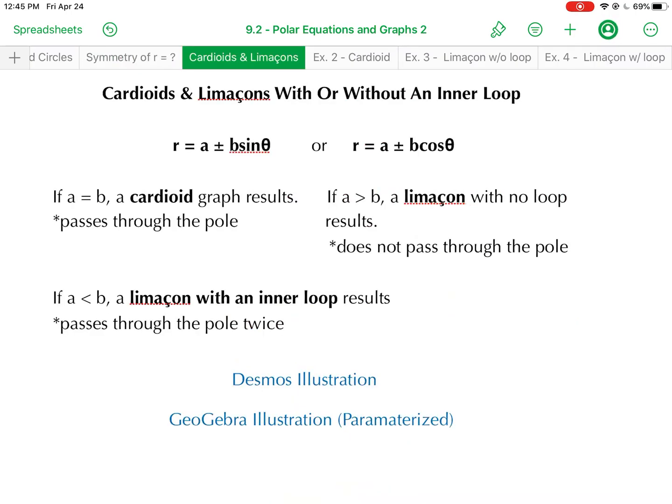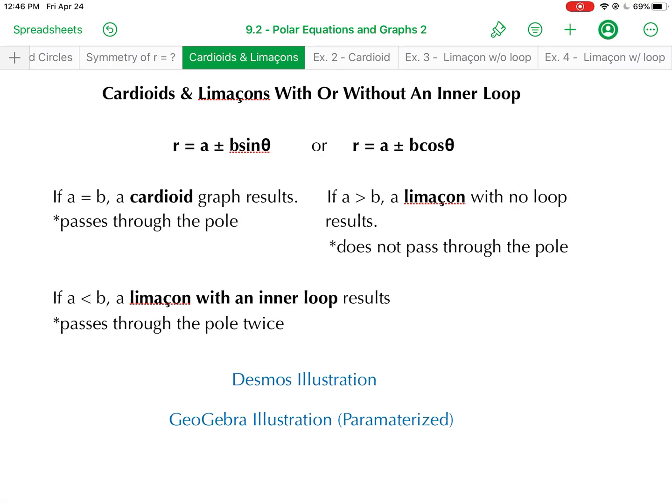Now, we're going to be graphing what are referred to as cardioids and limaçons today. There's 3 different types of graphs, and their equations will follow the same format. They all will look like r equals a number a plus or minus a number b multiplied by sine or cosine of theta, okay? And which type of graph you end up with depends on how the value of a and b compare to one another.